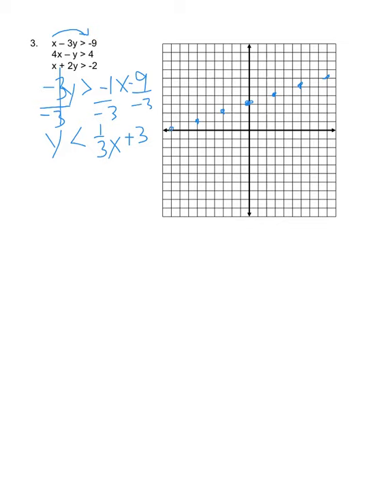And this one is less than, so it's not equal to. I'm going to add some dashes in here because it's not a solid line. It's a dashed line, so it cannot include the points on that line. And it is less than, so I shade down.